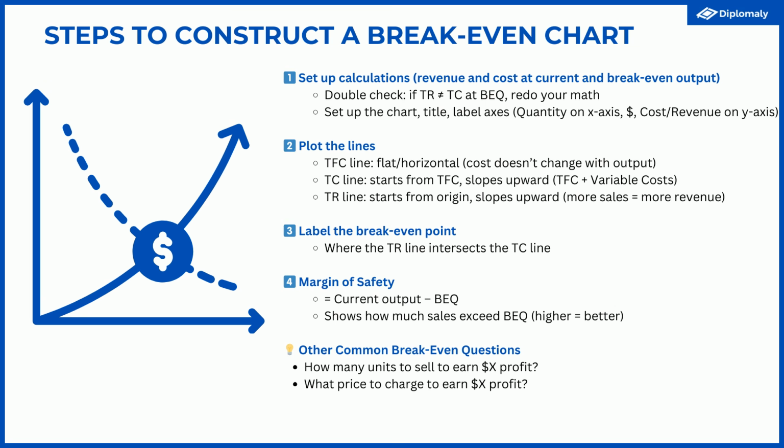We aren't quite finished yet. First, we have to label the break-even point, which is where the total revenue line intersects with your total cost line. Finally, we have to calculate and show the margin of safety, which is the current output level minus the break-even level of output. This represents how much more than the break-even quantity the business is selling, with higher being the better. We recommend that you also label areas of profit and loss.